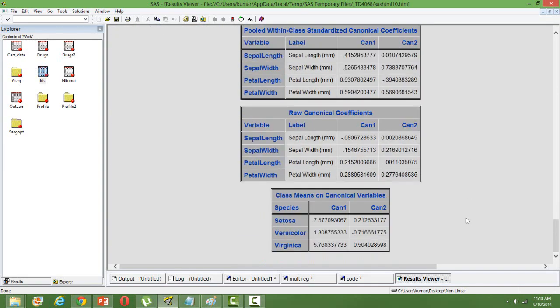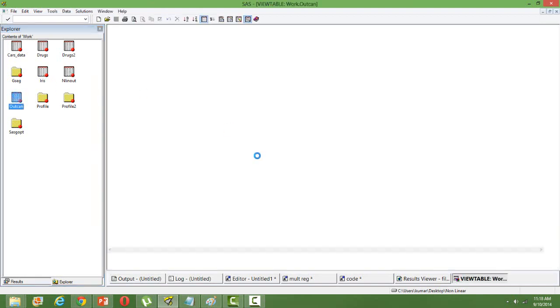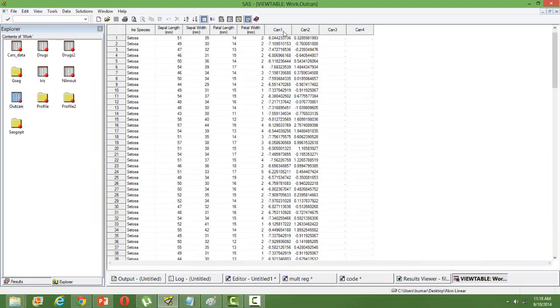Finally, if you look at the output dataset, the output dataset is OUTCAN. You can see it here. So you have canonical variable 1 and canonical variable 2, the composite values. In place of these original variables, we can actually use these canonical variables for any predictive modeling. We get the same kind of composite variables even in factor analysis and principal component analysis, so it is pretty much similar to that.